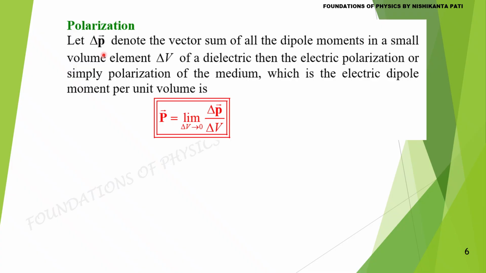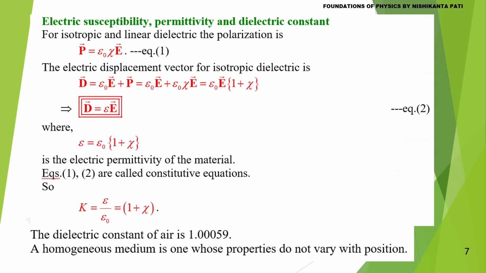Polarization. This is the dipole moment per unit volume. The limiting process is included so that the P vector is a point function. That means the P vector is defined at a point. The polarization is related to the electric field. P vector equals epsilon 0 chi E vector.